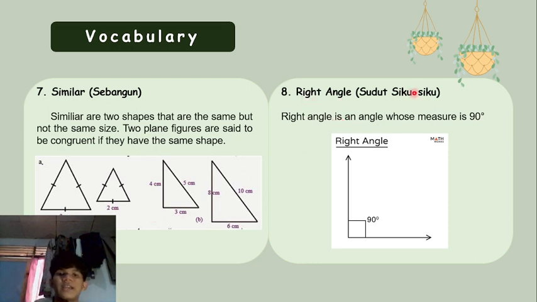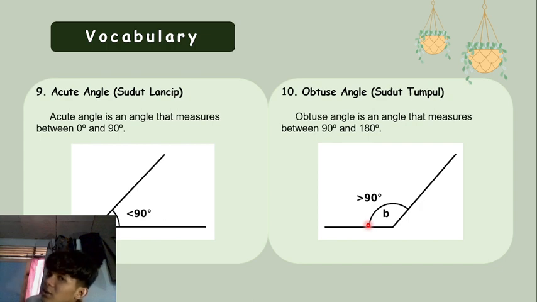Next one is right angle, or we also call sudut siku-siku. A right angle is an angle whose measure is 90 degrees. Next one is acute angle, or we also call sudut lancip. An acute angle is an angle whose measure is between 0 degrees and 90 degrees. Next one is obtuse angle, or we also call sudut tumpul. An obtuse angle is an angle whose measure is between 90 degrees and 180 degrees.